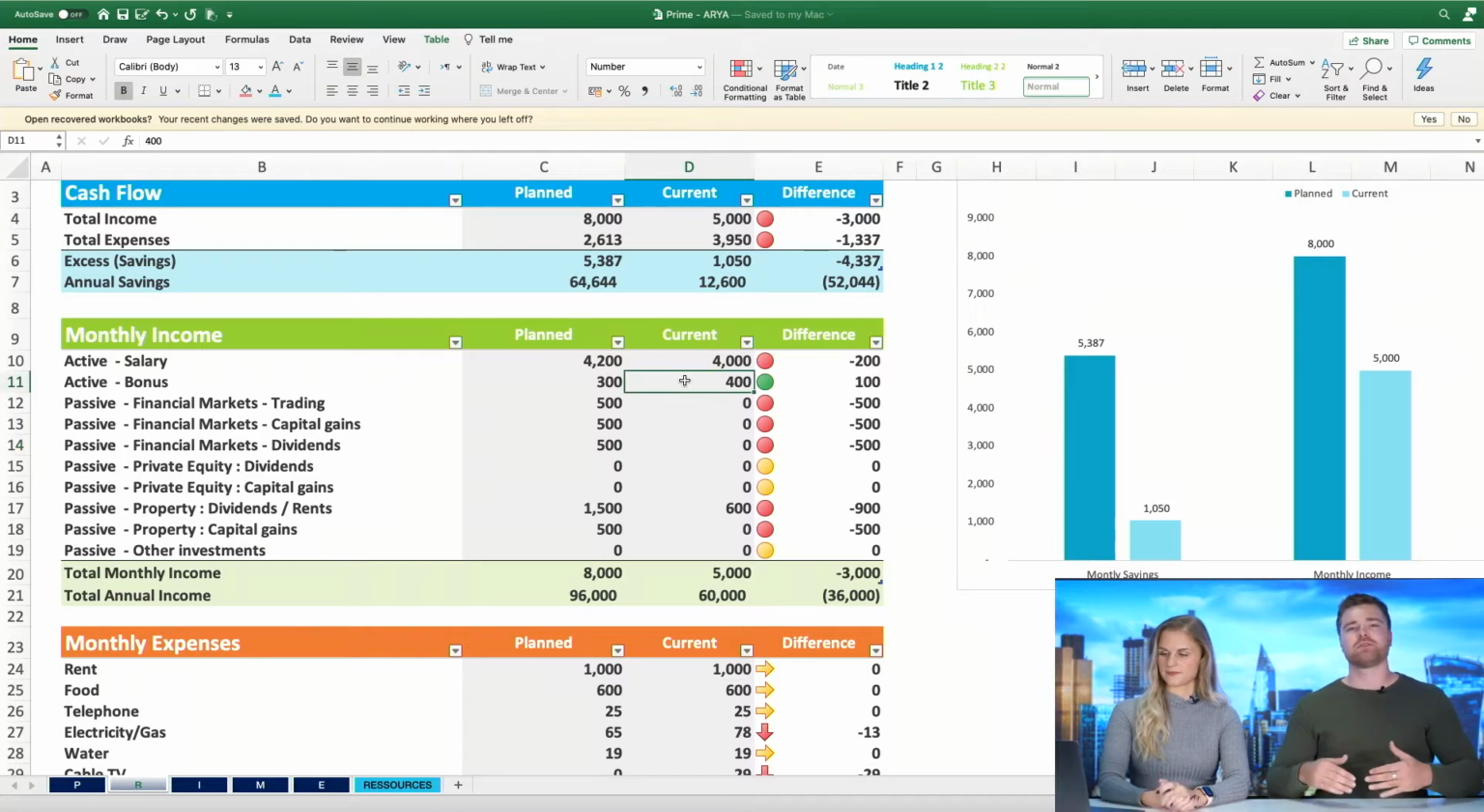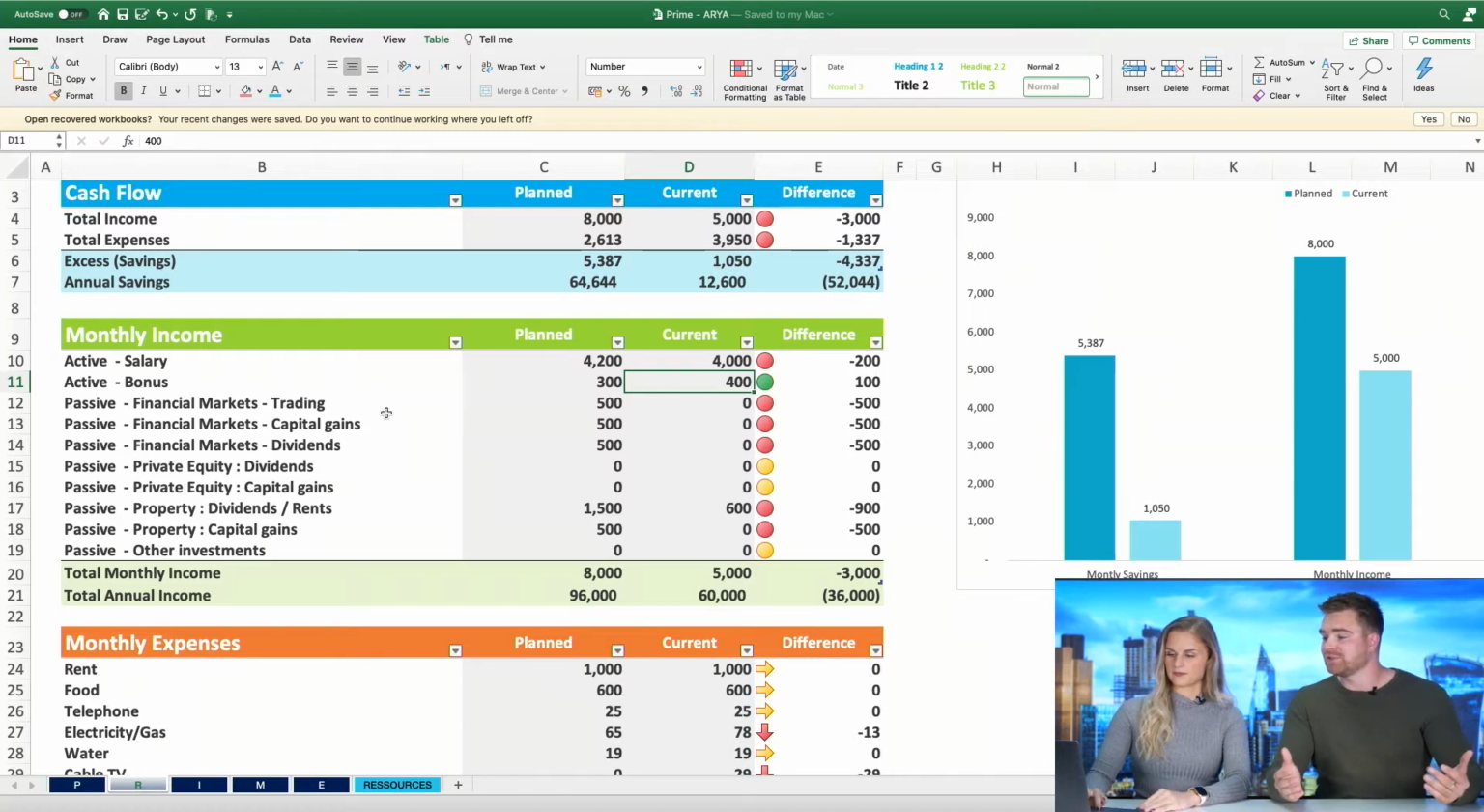And then we move on to the more passive ways to generate income. So the difference between active and passive, typically with passive, you do the work once and then you're able to get paid on that on a regular basis. Or you do the work, it's a minimal amount of work, but obviously you're able to earn a generous stream of revenue. So we look at the financial markets, we can see we have three different categories here.